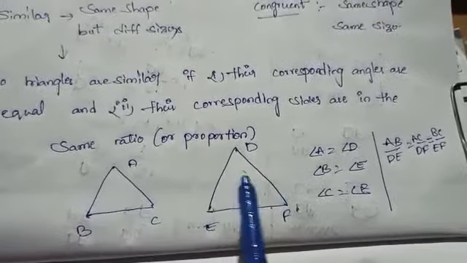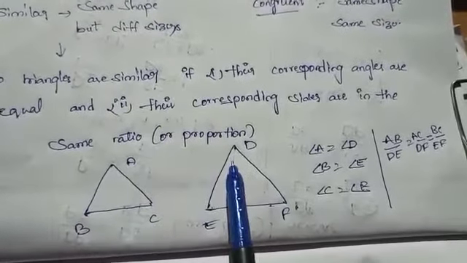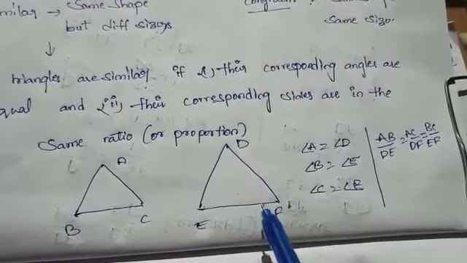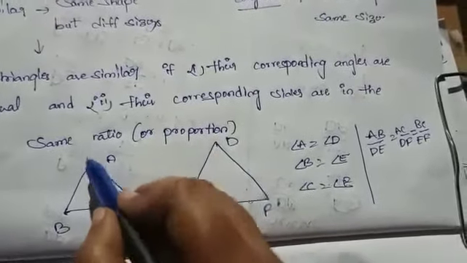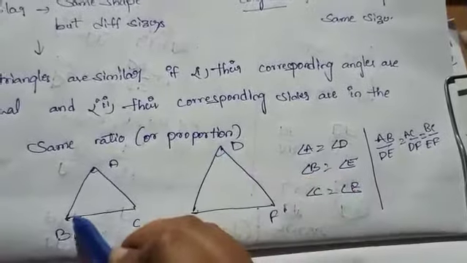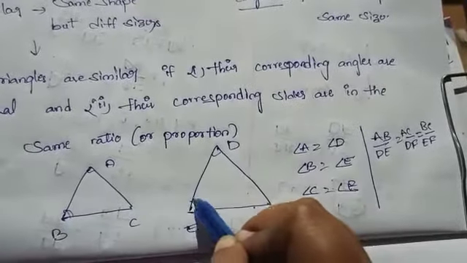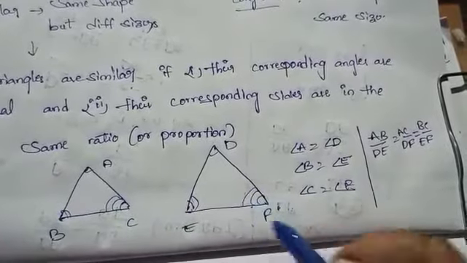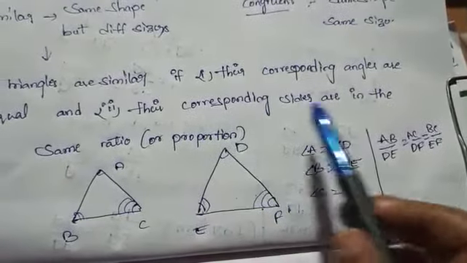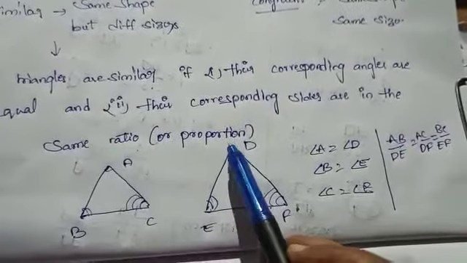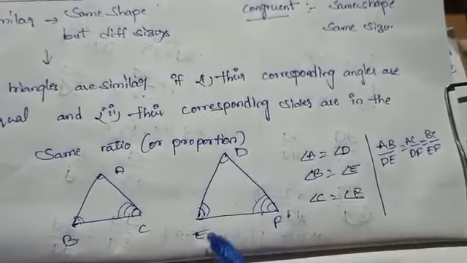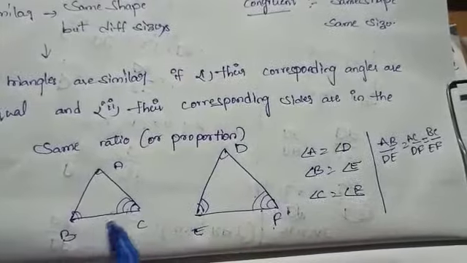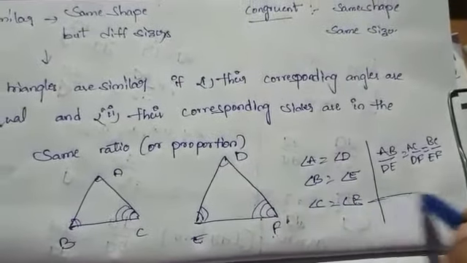Then the corresponding angles are equal. Angle A equals angle D, angle B equals angle E, angle C equals angle F. And the corresponding sides are in the same ratio or proportion. AB by DE equals AC by DF, which is equal to BC by EF.